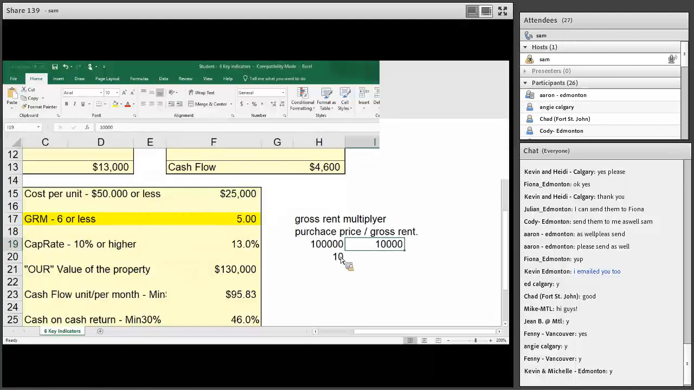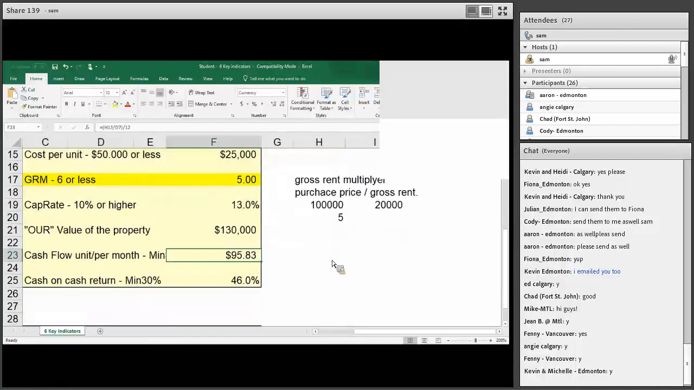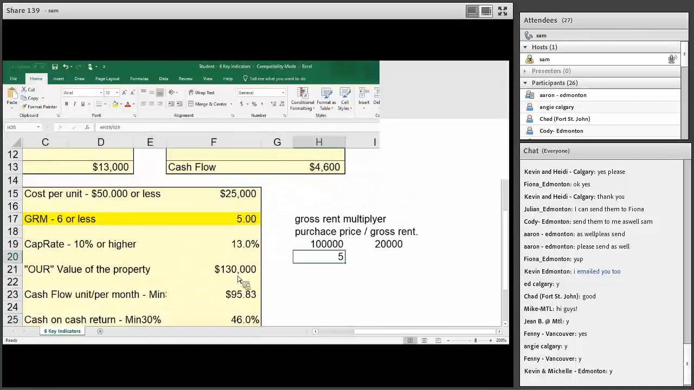Now, obviously, the market determines that. We can't change that. But what we want to understand is, the reason that we use the number 6 is because if we can get a 6 GRM or less, it's going to give us a good cap rate, which I'll explain. It should also give us a good cash flow and a good cash on cash return. So if you have higher than 6, typically these other numbers are not going to come up. They're not going to do well.